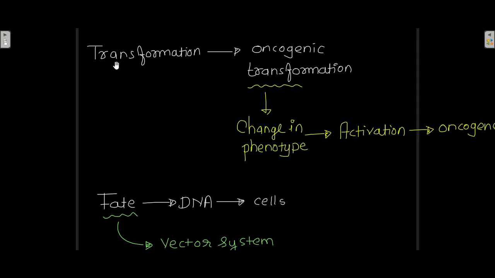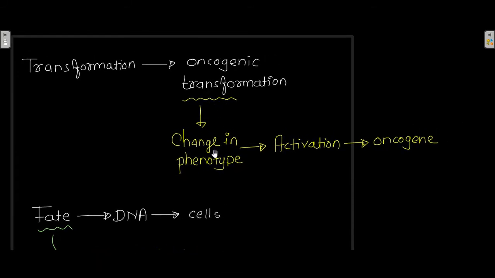But this term transformation is also used to describe oncogenic transformation. What is oncogenic transformation? It is the change in phenotype which occurs due to activation of an oncogene. So the change in phenotype brought about by activation of an oncogene is also described by the term transformation.